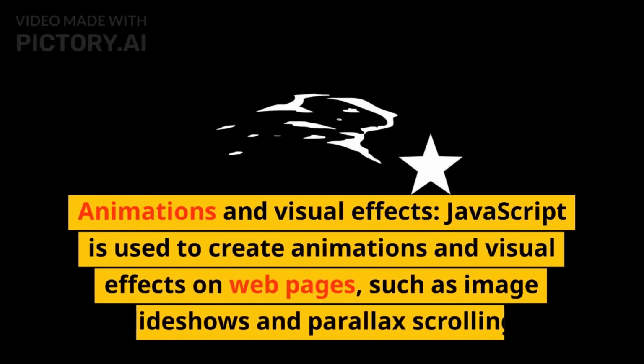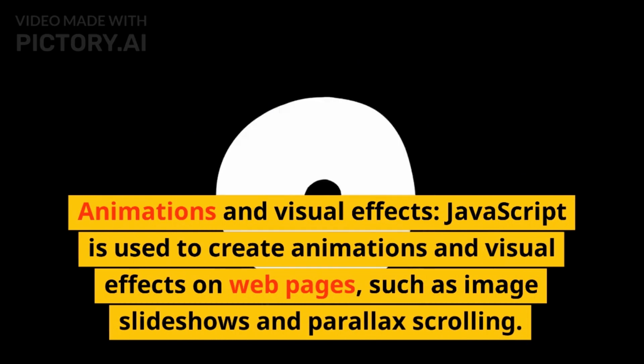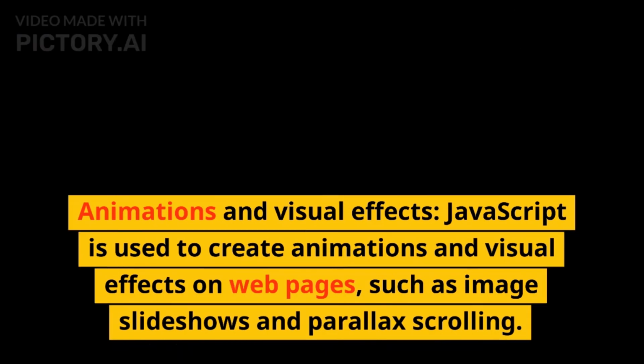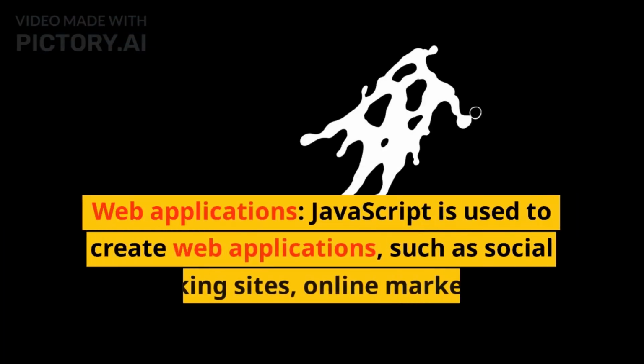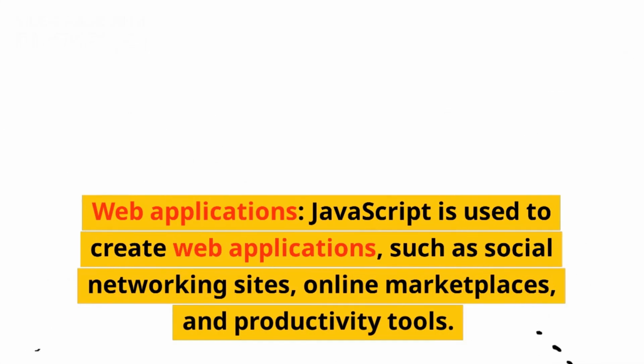Animations and visual effects. JavaScript is used to create animations and visual effects on web pages, such as image slideshows and parallax scrolling. Web applications. JavaScript is used to create web applications such as social networking sites, online marketplaces, and productivity tools.